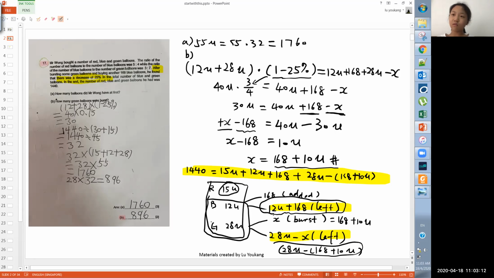Part B. It says how many green balloons were burst. So 168 plus 10U. So right, 168 plus 10 times 32. So 168 plus 320. So you get 488. So that's the answer for part B. Okay, so burst is this number, right? So therefore I use this. Okay, U is 32. Okay, so far so good.